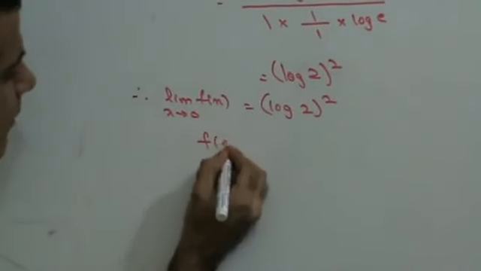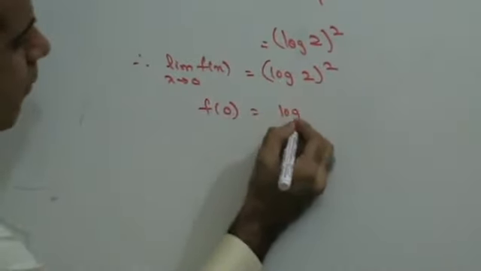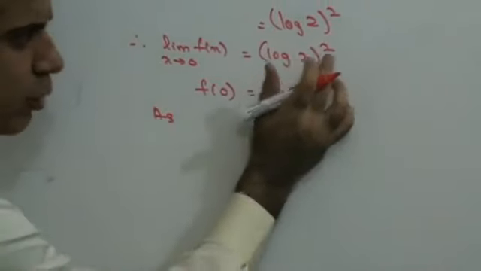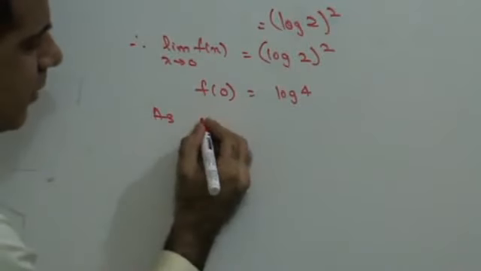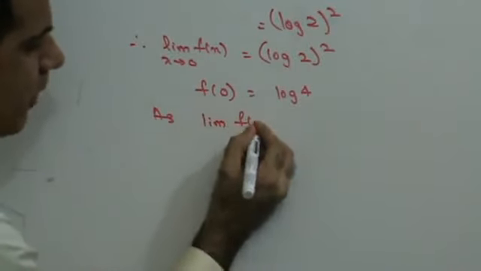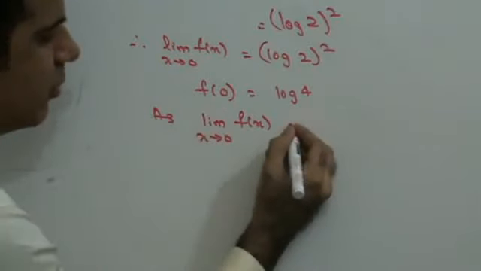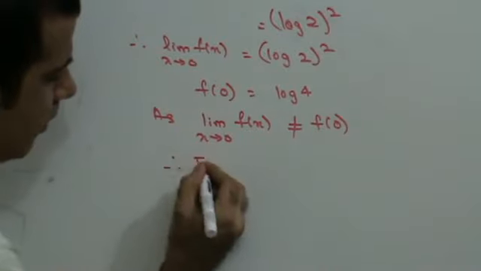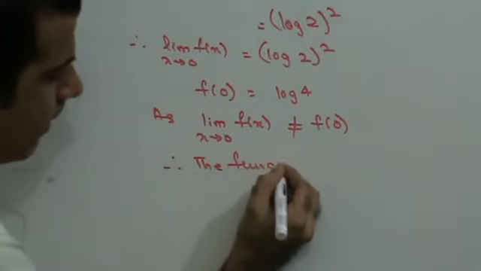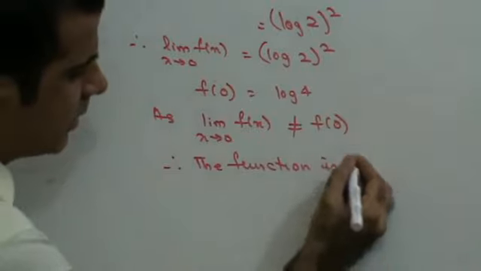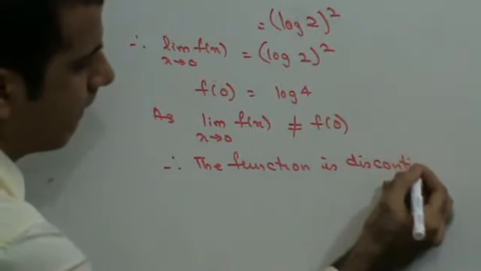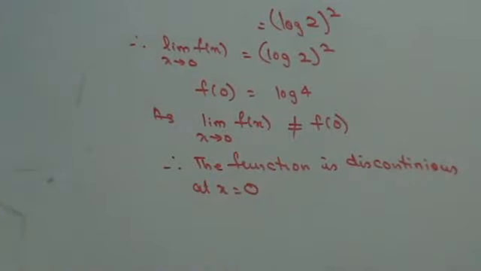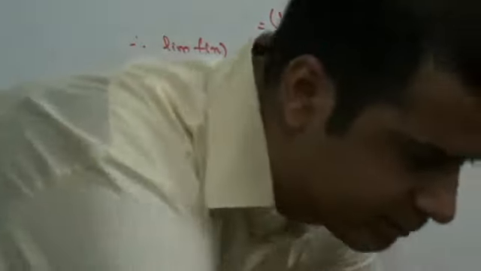In the sum it is given to you that f of 0 is log 4. These two are not the same: (log 2) the whole square and log 4 are not the same terms. So as limit of f of x as x tends to 0 is not equal to f of 0, therefore the function is discontinuous at x is equal to 0. Fine. Let's move on to the next sum, guys.